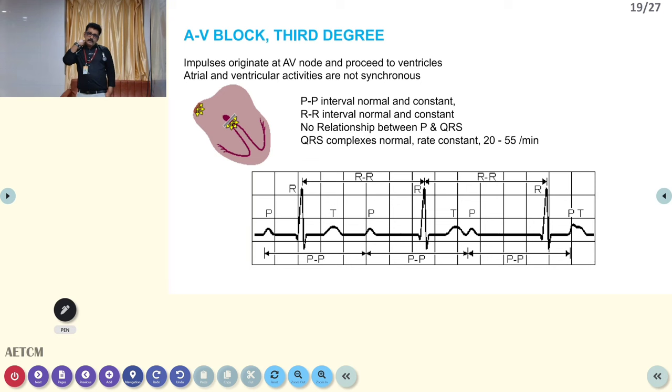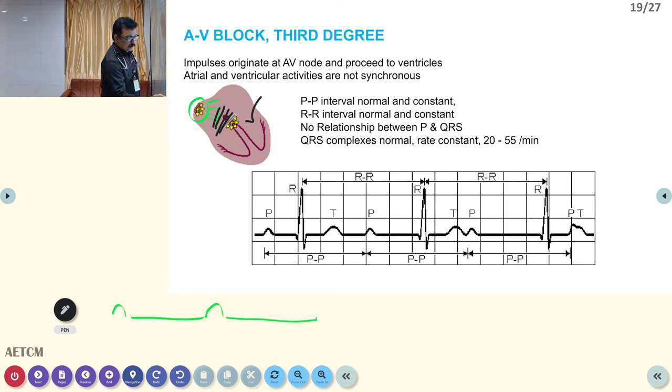Now AV block third degree means the atrium beats at its own rate, and the ventricle also beats at its own rate. The problem here is the atrium is producing current, but that never reaches the ventricle. Due to some problem here, it is blocked. So what happens is, when the atrium is beating and the current is not reaching the ventricle, the ventricle has to pump. It will take over the function. Normally, when current is not conducting from the atrium to the ventricle, the ventricle itself will take over the function of pumping or electrical activity. So what you are seeing is the atrium is acting regularly. So this is your rhythm strip.